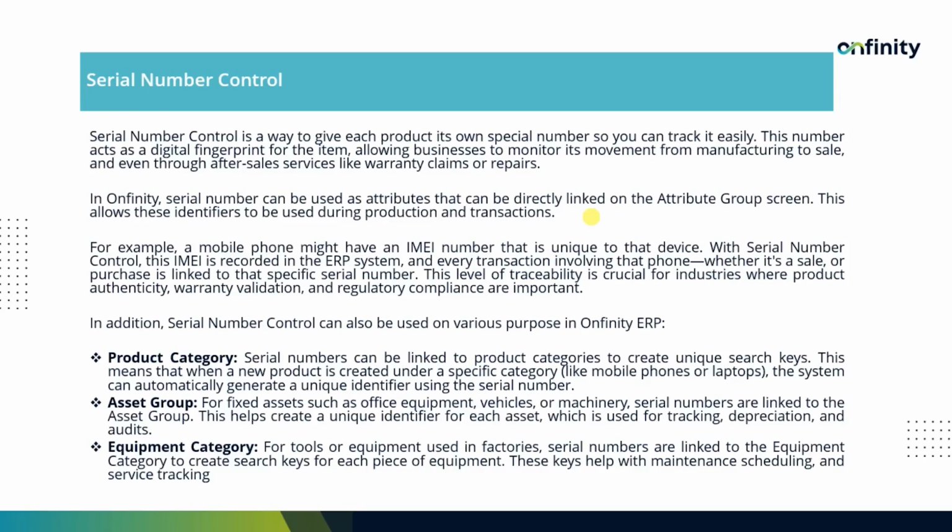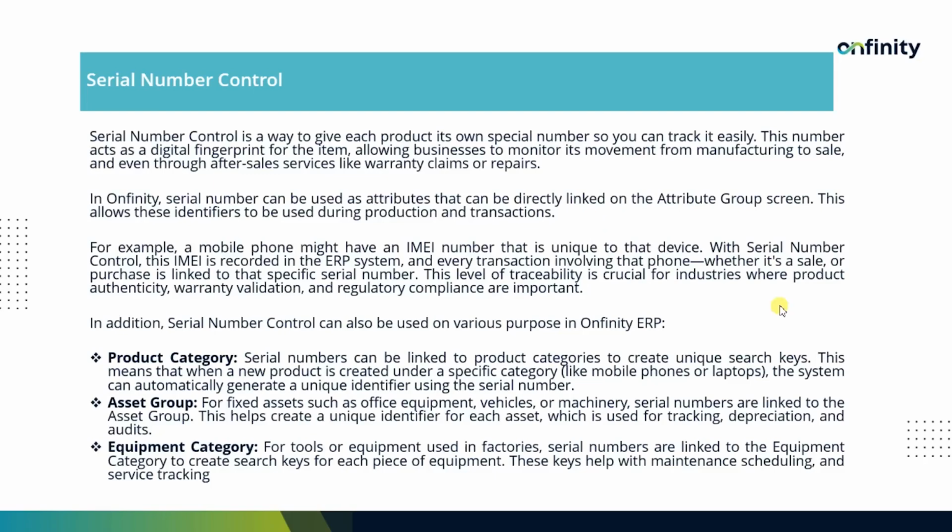Serial number control is a way to give each product its own special number so that you can track it easily. This number acts as a digital fingerprint for the item, allowing businesses to monitor its movement from manufacturing to sale and even through after-sales service, such as warranty claims or repairs. In Onfinity ERP, serial numbers can be used as an attribute that can be directly linked to the attribute group screen. This allows these identifiers to be used during production transactions.